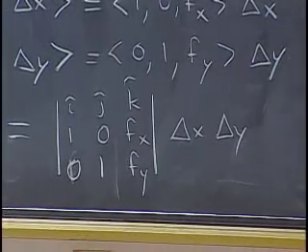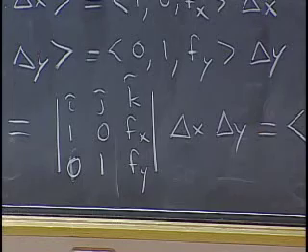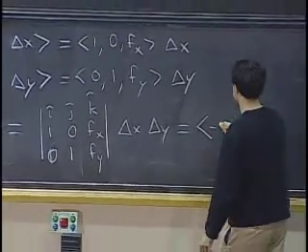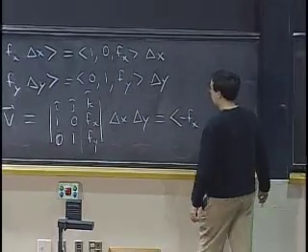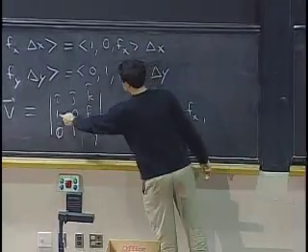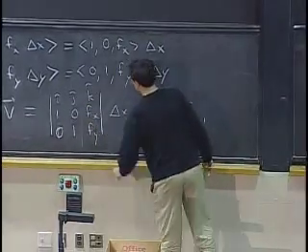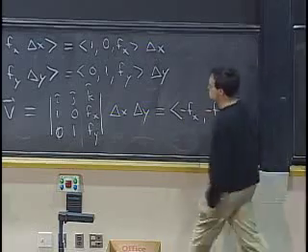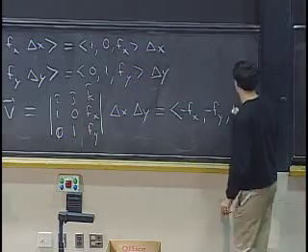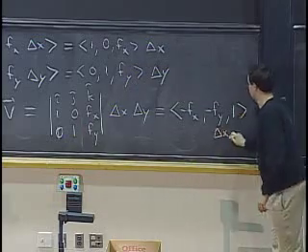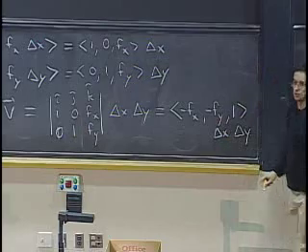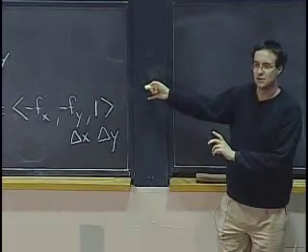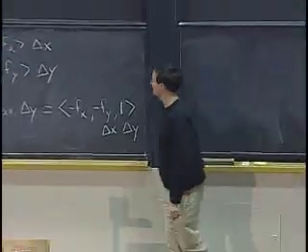Okay, so let's compute this cross product. Well, the i component is 0 minus f sub x. The j component is going to be f sub y minus 0, but with a minus sign in front of everything, so negative f sub y. And the z component will be just 1 times delta x delta y. Does that make sense? Yes. Very good.